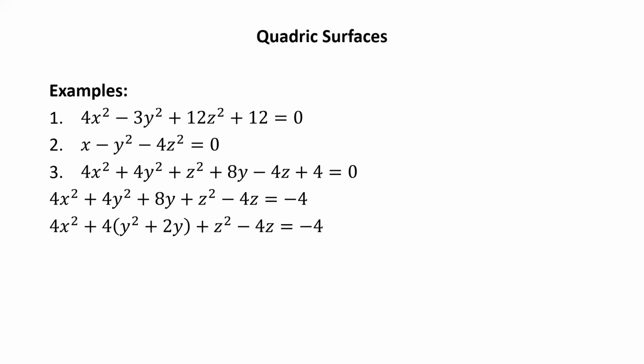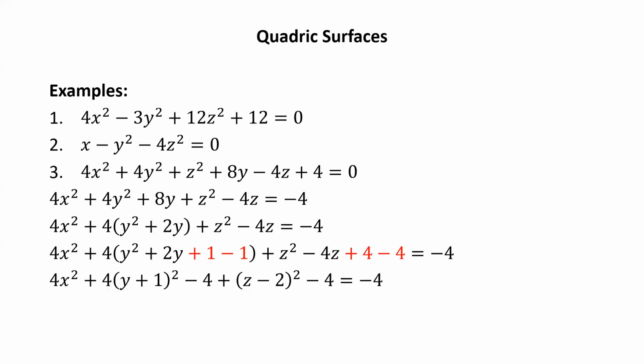Next, I factor out the 4 from the 4y squared plus 8y in preparation for completing the square. And now I go ahead and complete the square. For the y term, we have 2y. So 2 divided by 2 is 1. Square that to get 1. So I add and subtract 1 right next to each other inside those parentheses. For z, we have negative 4z. So half of negative 4 is negative 2. When we square that, we get 4. So I add and subtract 4.